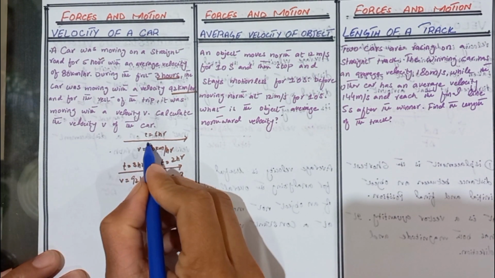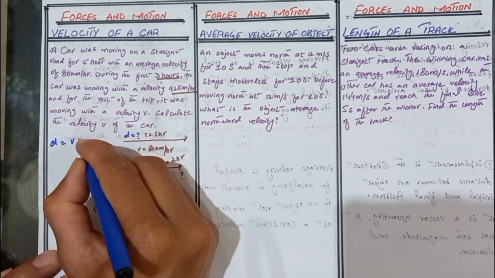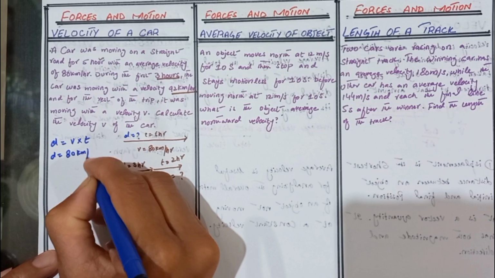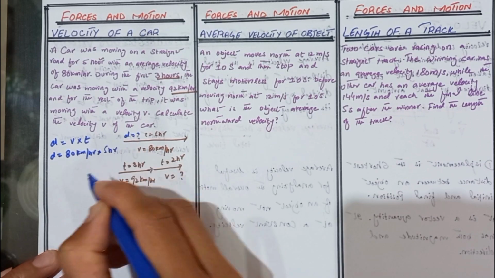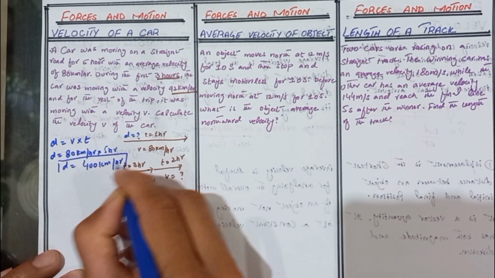Find the velocity of the car. First we find the total displacement d. Here we can calculate the total displacement. d is equal to v into time t. v here is given 80 km per hour. Time is given 5 hours. So total displacement is 400 km.